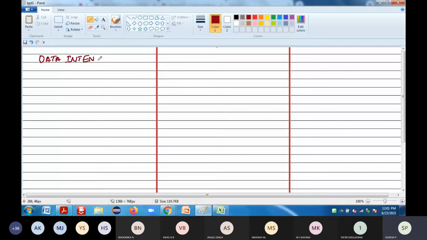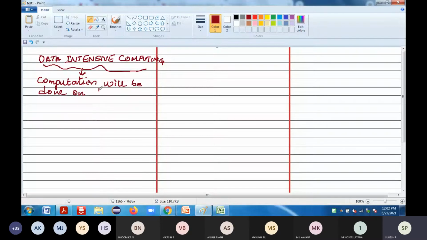When you start talking about data intensive computing, the first question you should have is what it relates to. We are doing the computation with respect to the data. So data intensive computing is nothing but computation done with respect to data. The computation will be done on data.